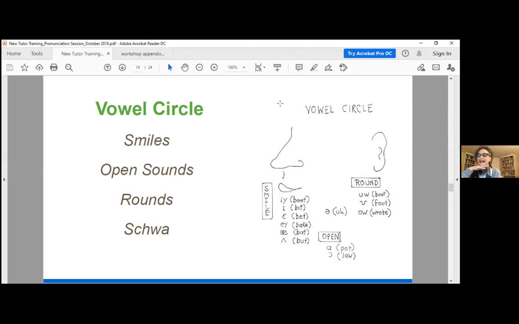A. So what happened to your jaw? From E to A, what happened? Goes from a smile to more of an open. Right. It went from your E, your closed mouth, all the way down to where your mouth is really open.